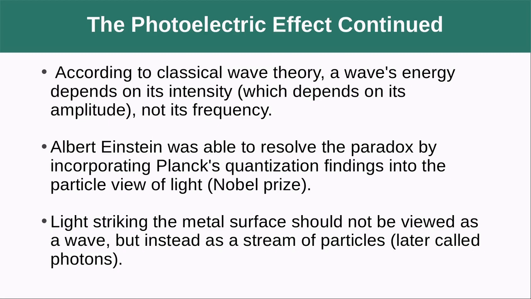So according to classical wave theory, a wave's energy depends on its intensity, which depends on its amplitude, not its frequency. And then enter Albert Einstein, who was able to resolve the paradox by incorporating Planck's work into his view of light as particles, his particle theory of light. He actually won the Nobel Prize for that. A lot of people think Albert Einstein won the Nobel Prize for something different, but it was actually for this photoelectric effect that he was working on.